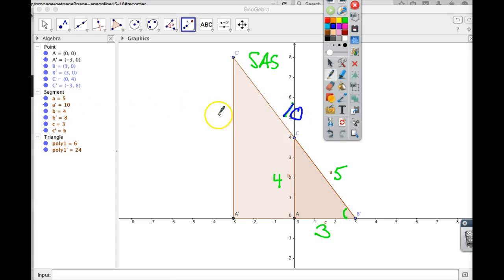So with our new guys, we now see that our new side A is 10, our new B is 8, and our new C is 6. So we now have proportional sides. The scale factor was 2, so everything doubled. 5 to 10, 4 to 8, 3 to 6.